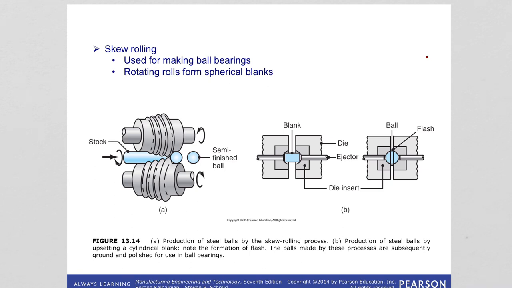There are other techniques to produce steel balls. As you can see in image B, there is a cylindrical blank that is put in between dies in the shape of a ball, and then of course it is pressed, and this way balls can be made. This will require further grinding and polishing operations because of the formation of flash, as you can see.